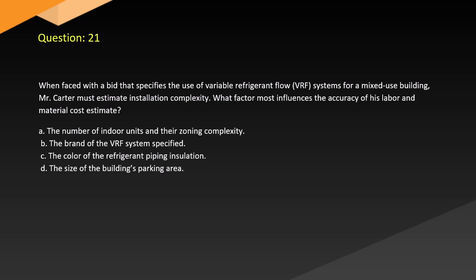Question 21. When faced with a bid that specifies the use of variable refrigerant flow, VRF, systems for a mixed-use building, the estimator must estimate installation complexity. What factor most influences the accuracy of his labor and material cost estimate? A. The number of indoor units and their zoning complexity. B. The brand of the VRF system specified. C. The color of the refrigerant piping insulation. D. The size of the building's parking area.